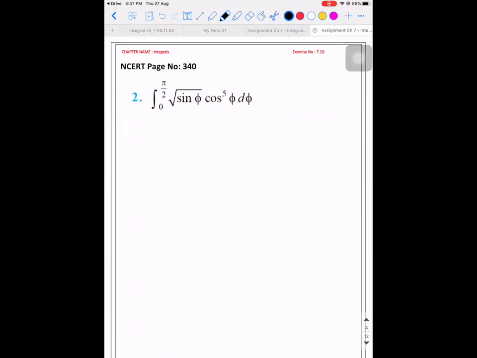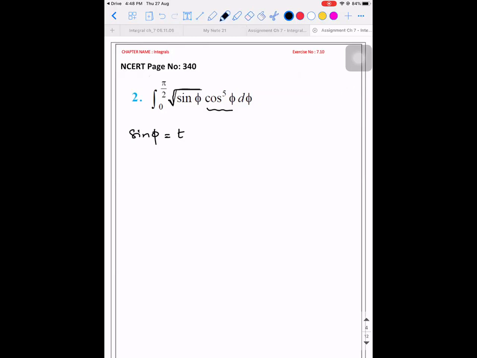Cos phi as t. If you take cos phi as t, then what will be the issue? No, cos phi is equal to t means sin phi d phi is equal to dt. You need a minus, but you only have the square root of sin phi. So what we need to do is take sin phi itself as t. Why am I saying this? See, concentrate here. This is a tricky part.